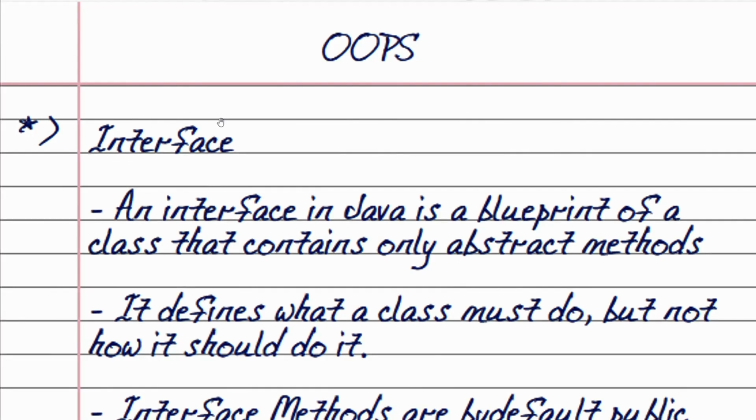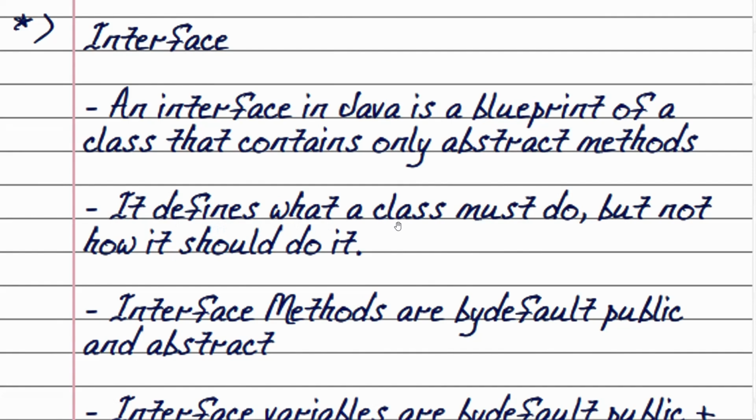In today's video we are going to learn about interfaces. So let's start. An interface in Java is a blueprint of a class that contains only abstract methods. The interface is just like a class which contains only the abstract methods. It defines what a class must do but not how it should do it.